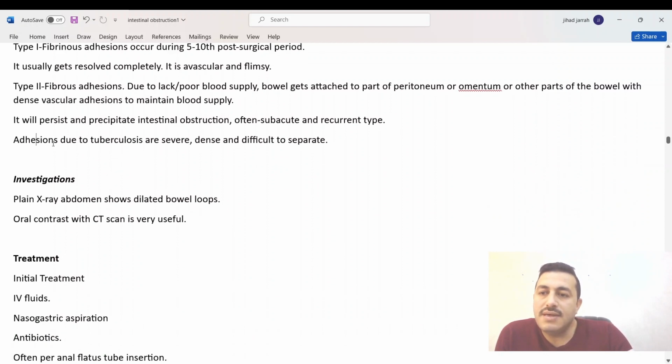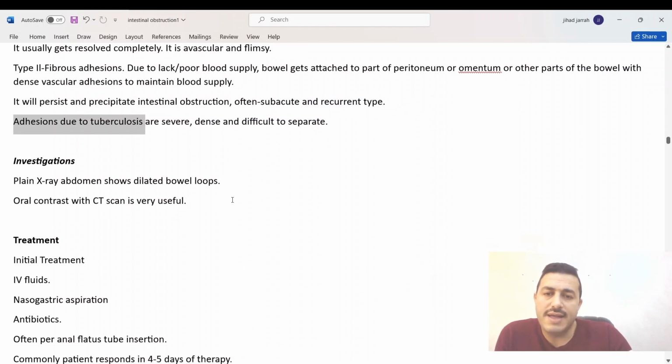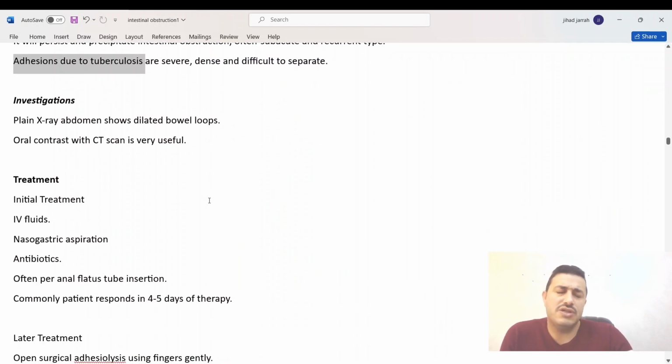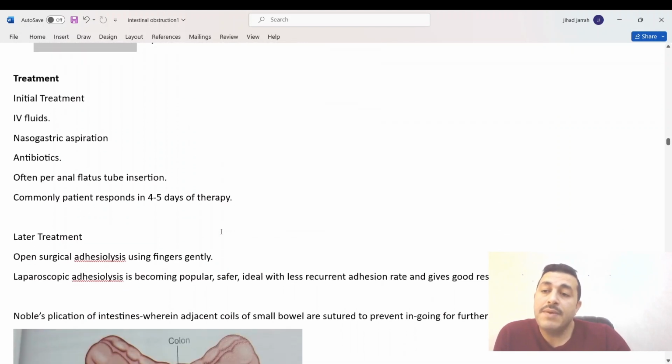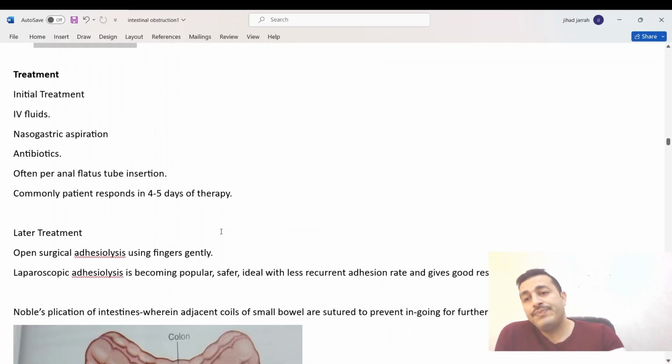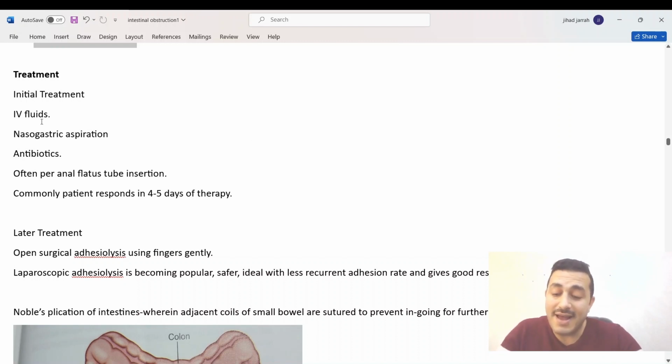Okay, you can see here adhesion due to tuberculosis is severe and difficult to separate. For the investigations, our usual investigations, we start with plain X-ray and we can proceed to abdominal CT. The treatment: our initial management starts with IV fluid resuscitation.